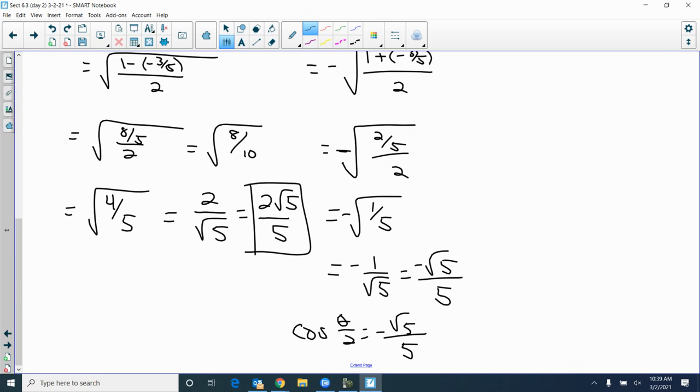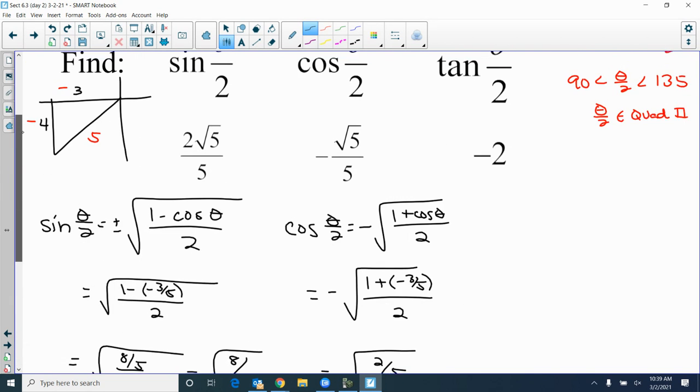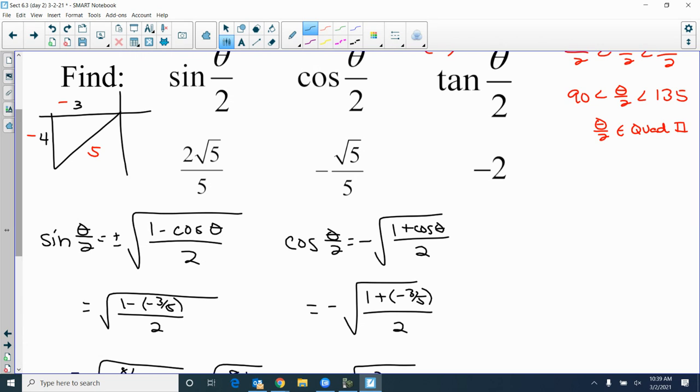All right, for that. Now, tangent, you can use one of the formulas, or you can just use the fact that you can divide sine by cosine. I'm going to divide sine by cosine. Since I already have them, might just save me a little bit of work. I'm not going to use either of the formulas. So tangent of theta over 2 is going to be sine of theta over 2 divided by cosine of theta over 2.